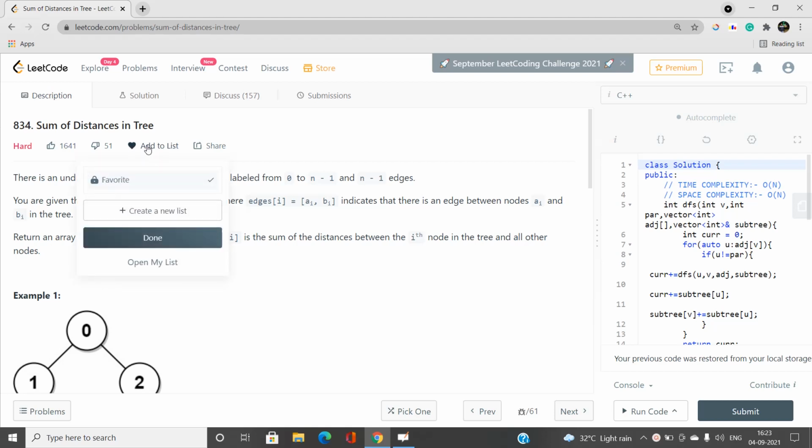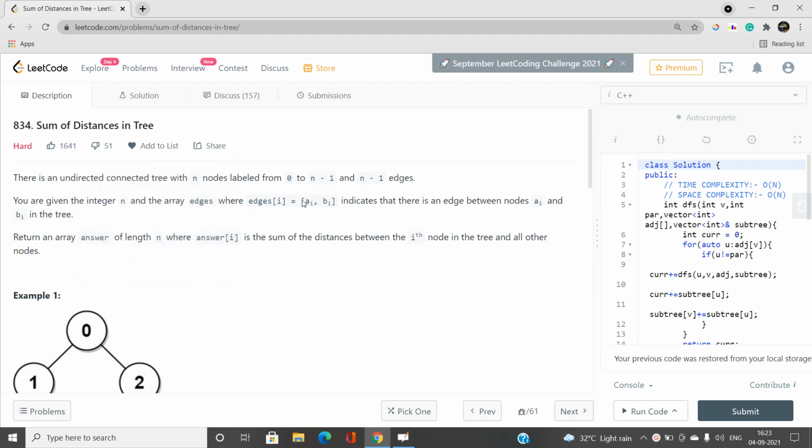I would also recommend you guys to do that, because when you are revising concepts of dynamic programming and graph theory, like depth first search, this is one of the problems that you need to revise. You are going to solve it again.